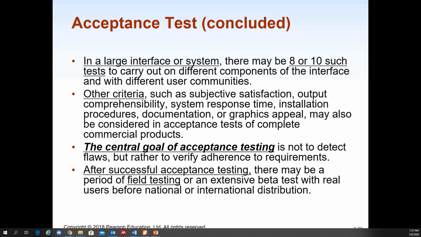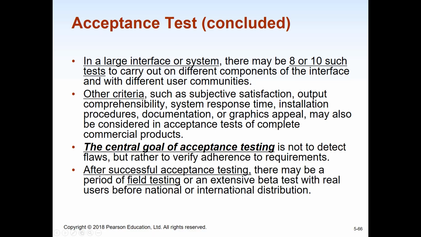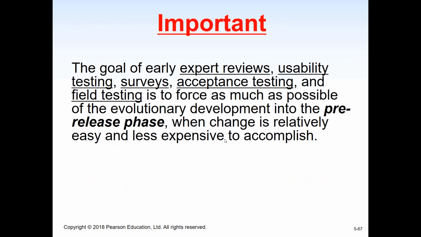After successful acceptance testing, there may be a period of field testing or an extensive beta test with real users before national or international distribution, before public release. An important note here is that the goal of early expert reviews, usability testing, surveys, acceptance testing and field testing is to force as much as possible of the evolutionary development into the pre-release phase, when change is relatively easy and less expensive to accomplish.